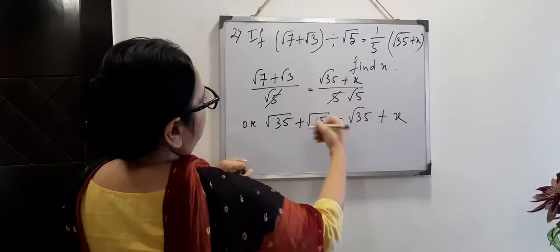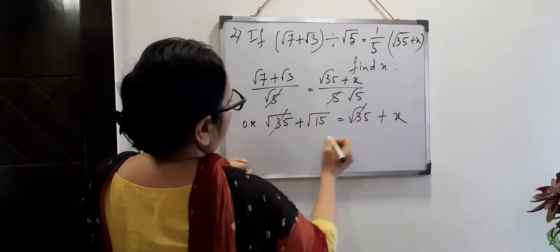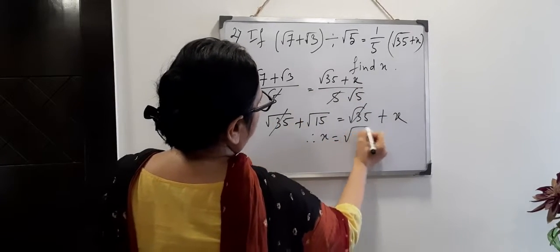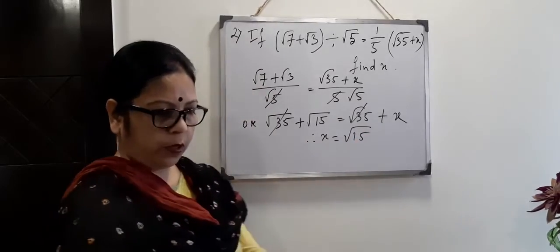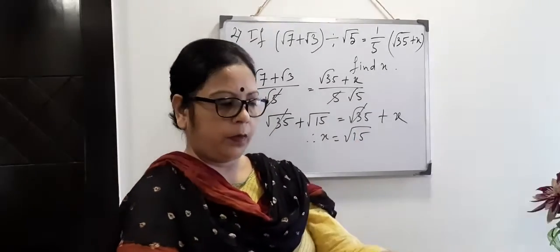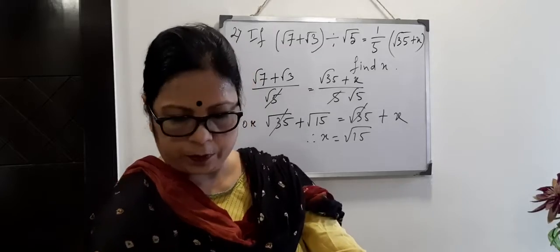Since there is 1, so it is. Now from both sides we can cancel this. So the value of x is coming root 15. Clear? Now I'll go to the next one.